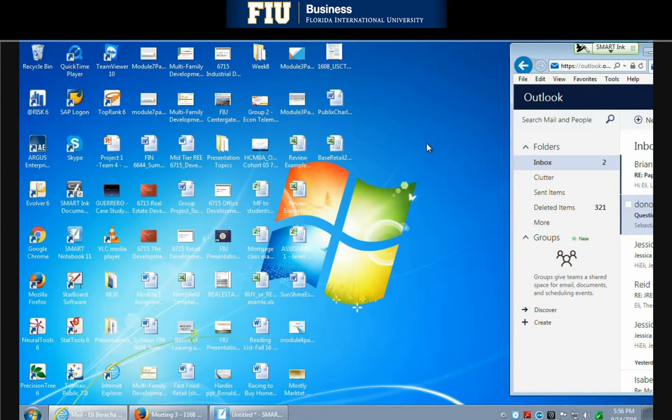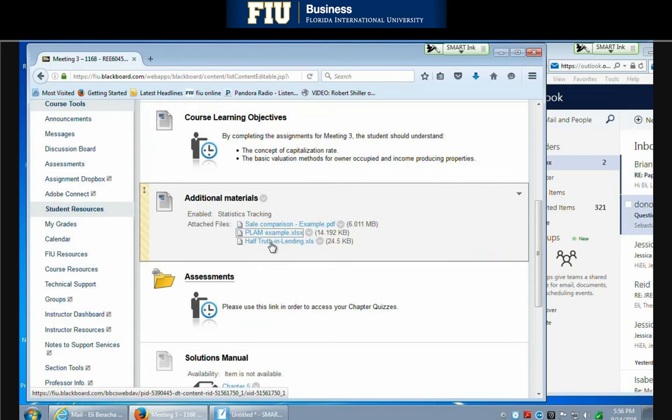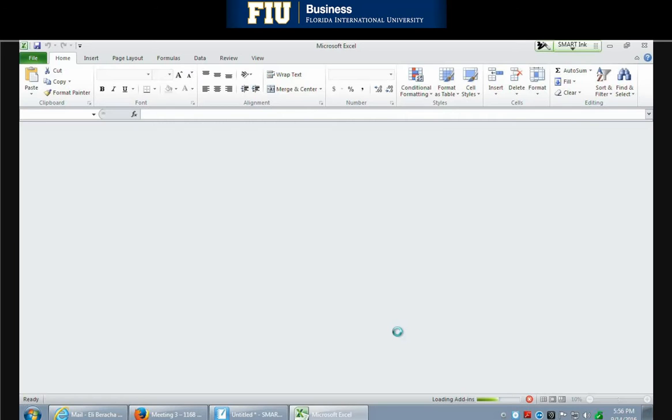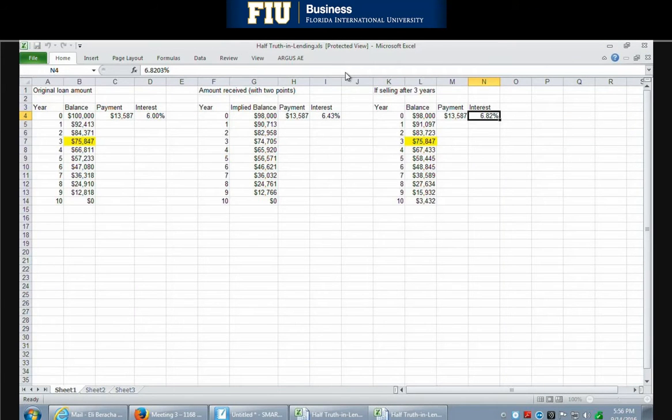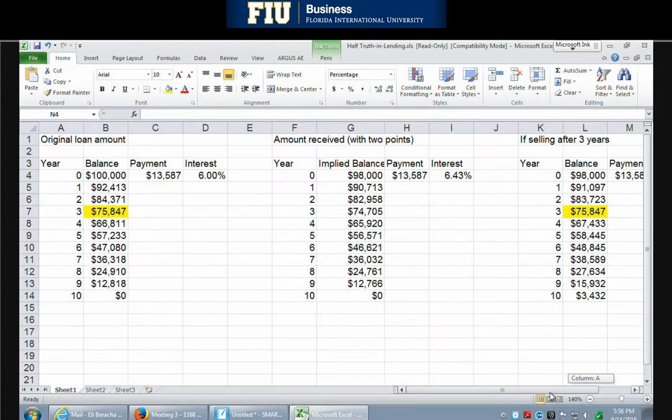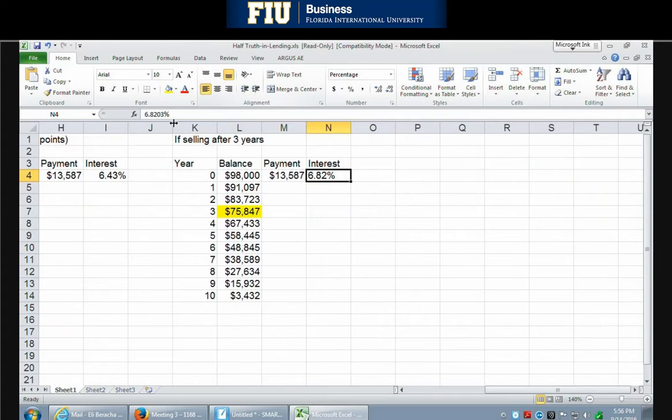Because this example is not a sophisticated mortgage example, I put here the Half Truth in Lending spreadsheet, because they're really only telling you half the truth. I'll just show you some numbers. Hopefully it will make a little bit more sense.